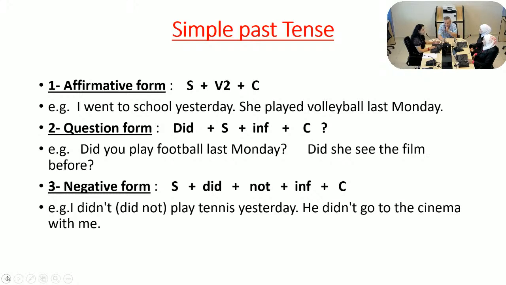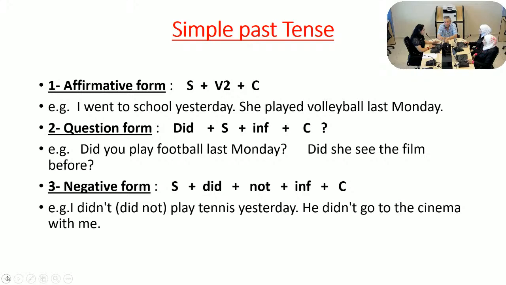In the negative form, again, we don't have an auxiliary verb, so we add did not. So we start with the subject, did not, and the infinitive form of the verb, and the rest of the sentence. I didn't or did not play tennis yesterday. He didn't go to the cinema with me.